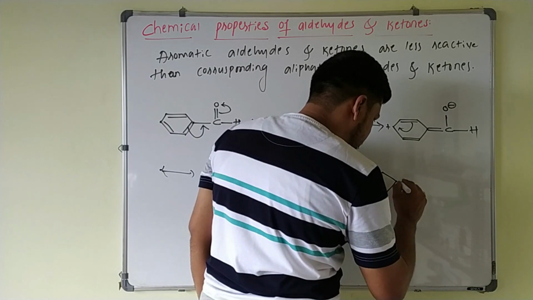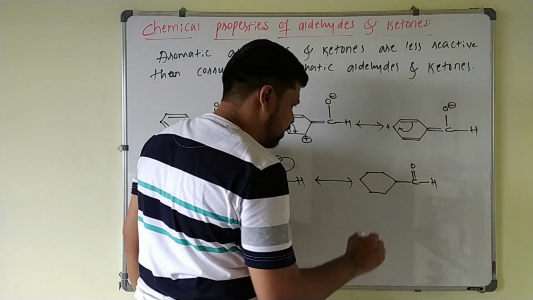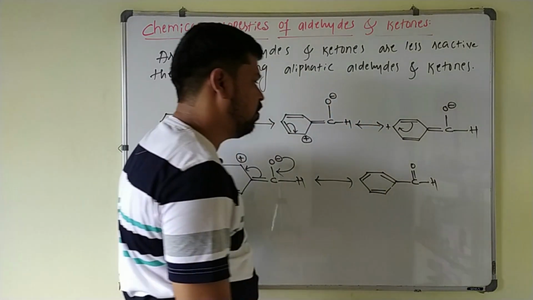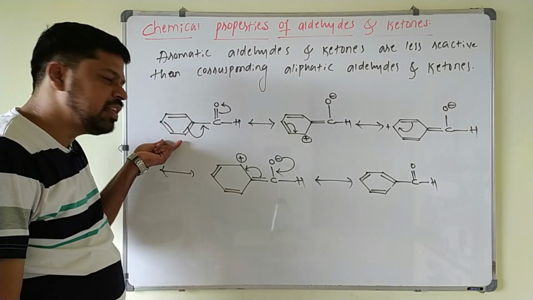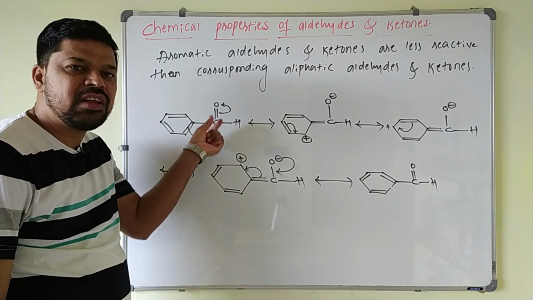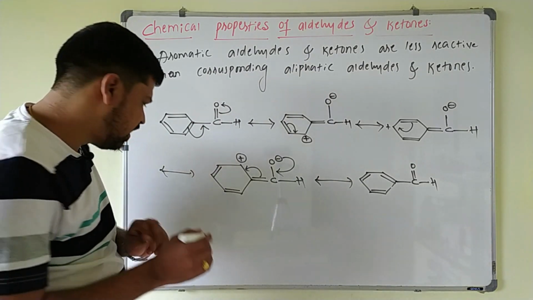Like this. This will be C double bond OH, then you will get a double bond here, this is your double bond, and this will be a double bond. Now you can observe here, due to the positive resonance effect of this benzene ring, in case of benzaldehyde, the positive charge density on the carbonyl carbon sharply decreases, therefore their reactivity decreases.